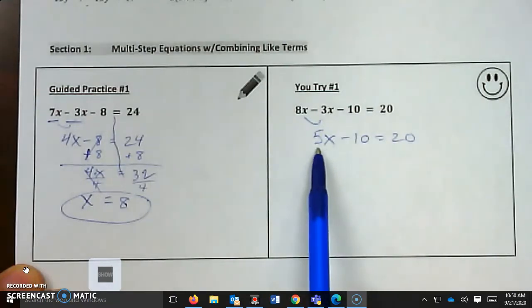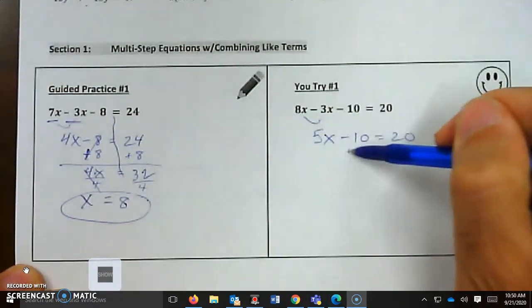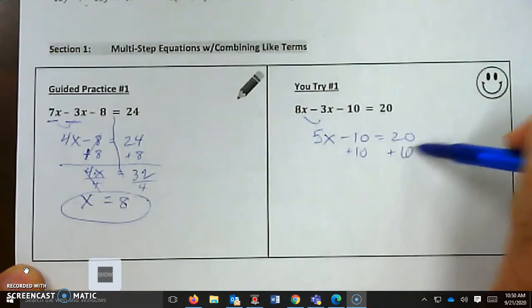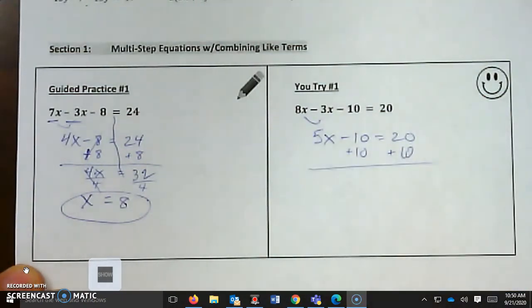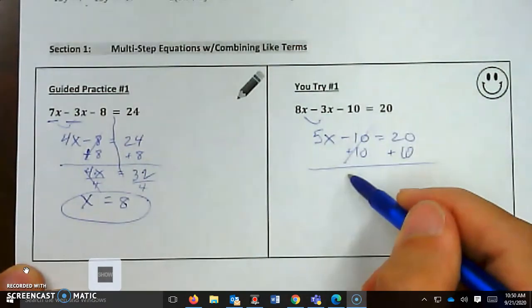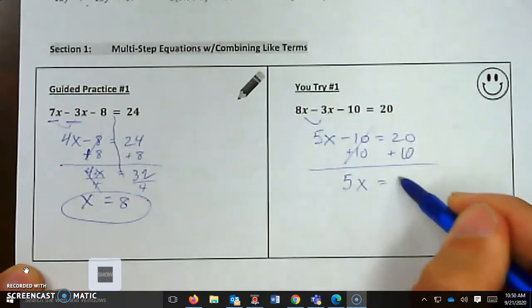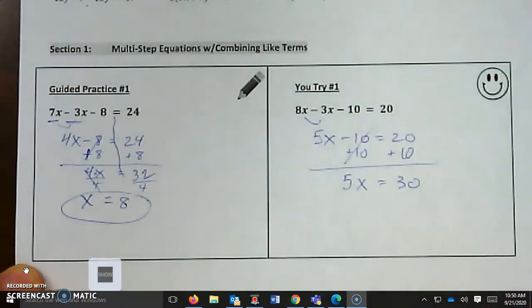Remember, deal with this 5 last. Cancel that minus 10. Plus 10 on both sides. I draw that line. It kind of separates it. It's like adding up and down. You don't have to, but just be organized. My writing's not the neatest in the world, but my work is organized. Now you can again tell the answer is 6.